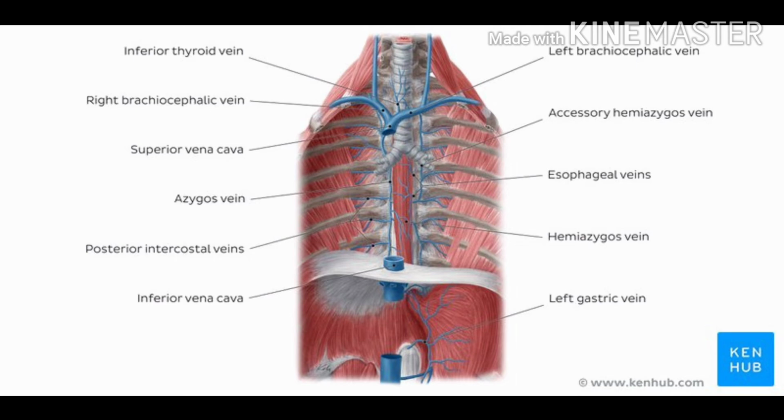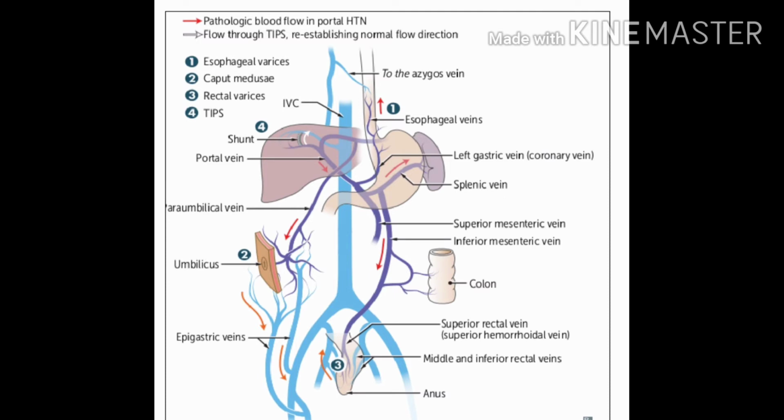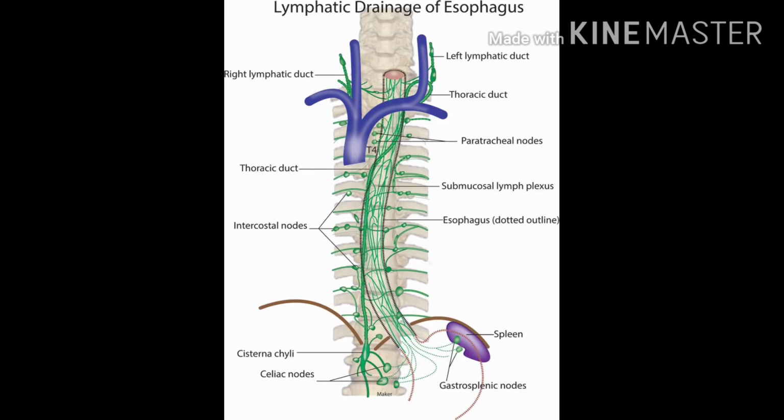Thoracic part is drained by azygous and hemiazygous veins. Abdominal part of the esophagus is drained by two venous channels. One is hemiazygous vein, which is a tributary of inferior vena cava, and second one is left gastric vein, which is a tributary of portal vein. Because of this, abdominal part of the esophagus is the site of portocaval anastomosis.